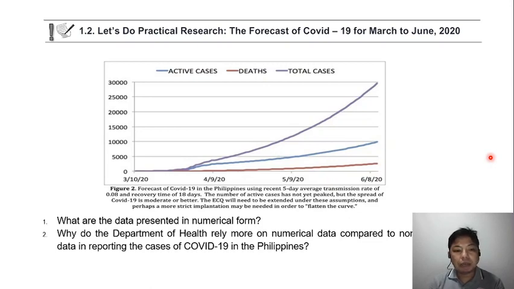And question number two, why does the Department of Health rely more on numerical data compared to non-numerical data in reporting the cases of COVID-19 in the Philippines? So I want you to write down your reasoning or your opinion on why the Department of Health relies more on numerical data when it comes to reporting the cases of COVID-19 in the Philippines. Again, pause the video. Then, after that, let's proceed with the next activity.